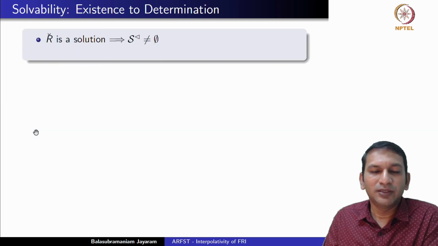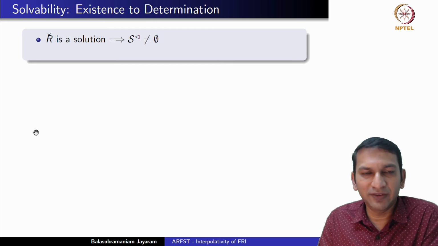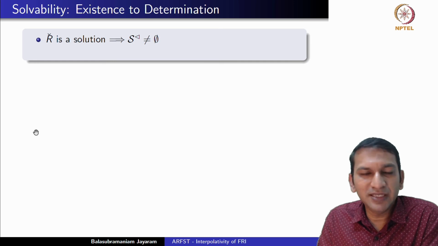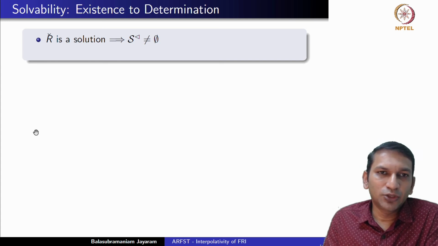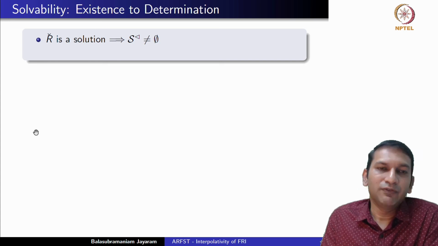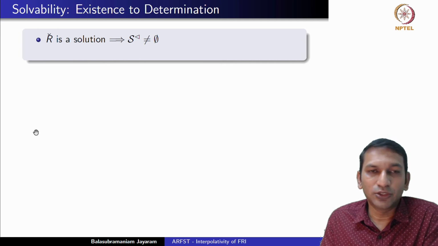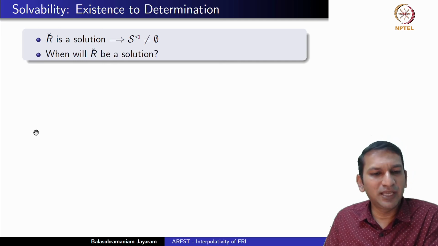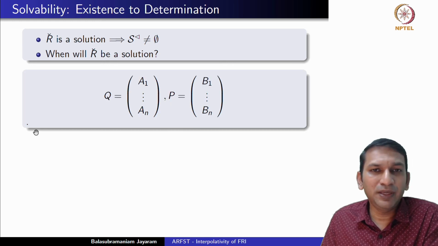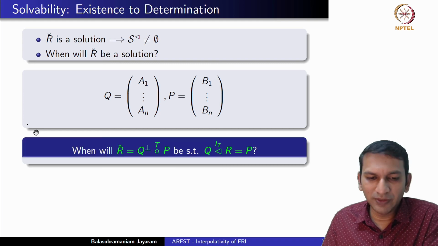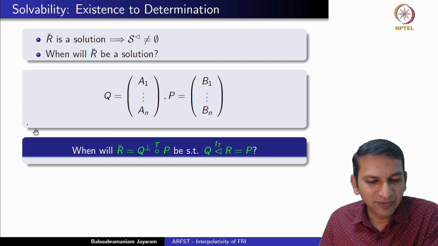Well, now this was the case with CRI when we use the sup-T composition. Now what about the corresponding BK inference scheme? There we know that if R check is a solution, then the solution space where we use the inf-I composition is non-empty. Once again, we have the same question: when will this R check be a solution, where Q and P are formed based on the antecedents and consequents? This is the question that we have.